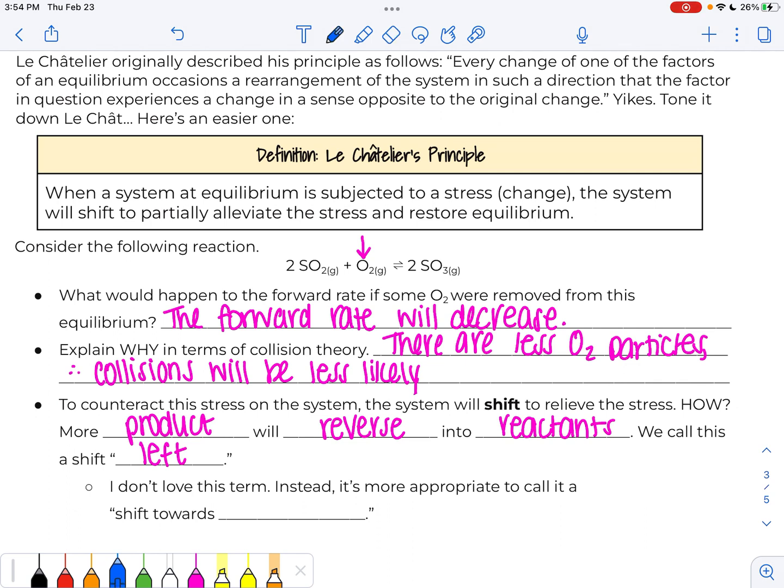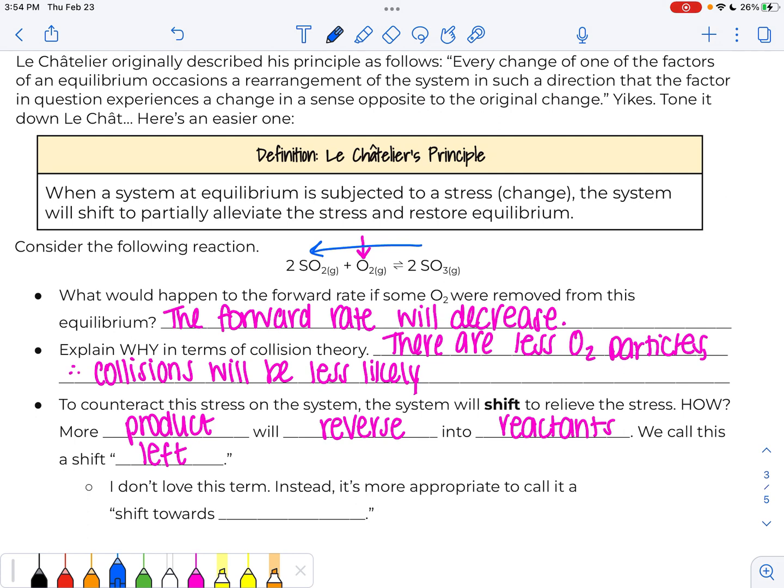So to counteract the fact that the oxygen is being removed, the reverse reaction will be favored to go back the other way to turn some of that product into reactant, so that way I can get back to the amount of oxygen I was at before.